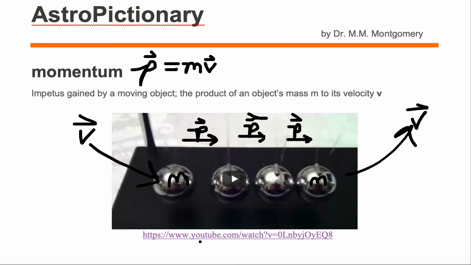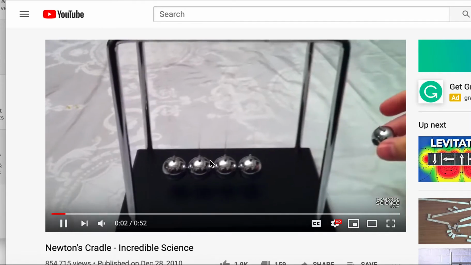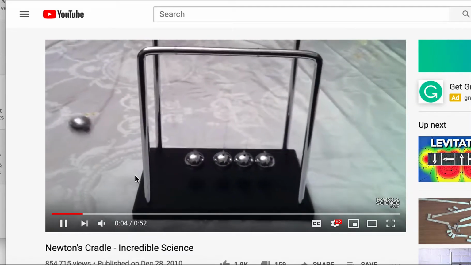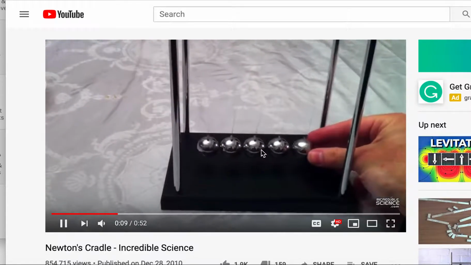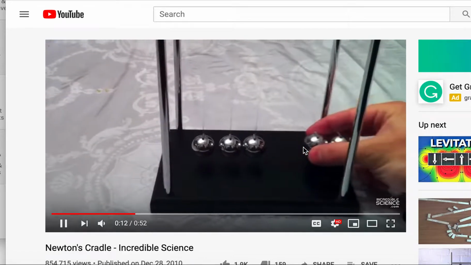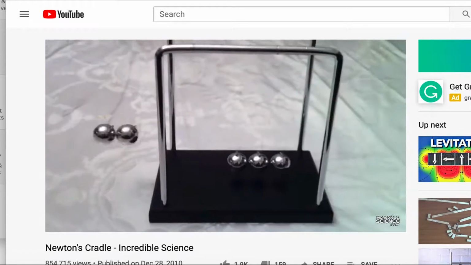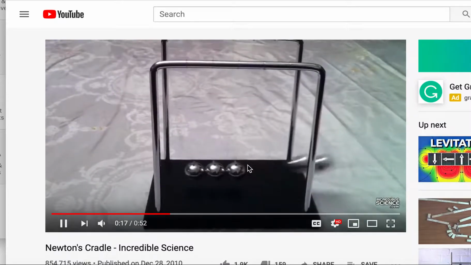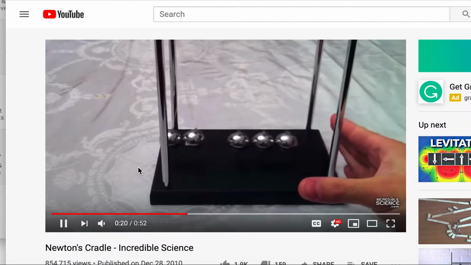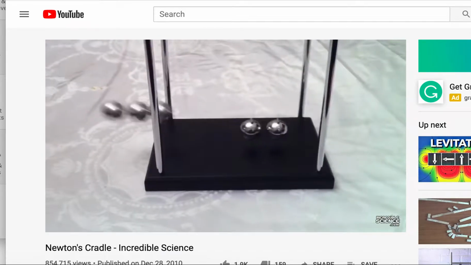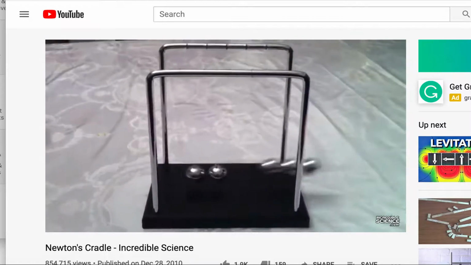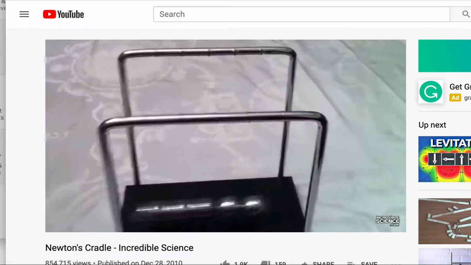So now let's take a look at this video here. You can see that the one ball is moving, and then it transfers momentum to the other balls. Now you can see that he's going to add 2 balls, and it causes 2 to swing. Now when he adds 3, you're going to see there are always 3 that swing up. This is a Newton's cradle, and it's showing you the transfer of momentum.